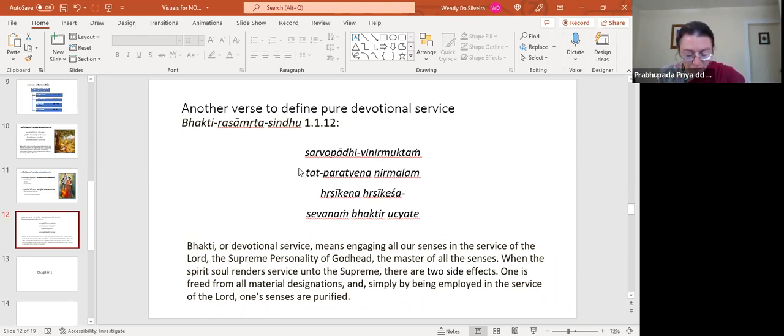It says when one is fully aware that he does not belong to any family, society, or country, but is eternally related to Krishna, he then realizes that his energy should be employed not in the interests of so-called family, society, or country, but in the interests of Krishna. This is purity of purpose and the platform of pure devotional service in Krishna consciousness. Srila Prabhupada ki jai.